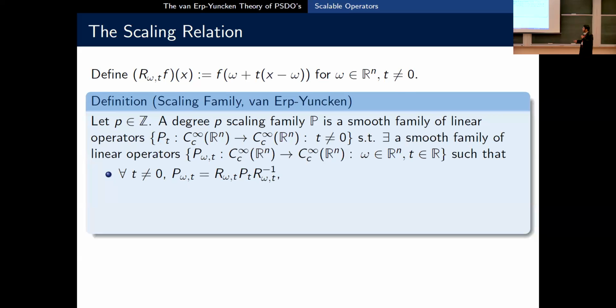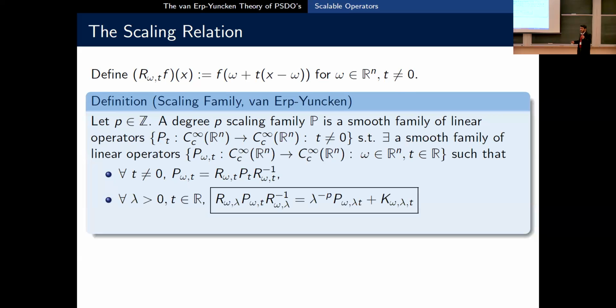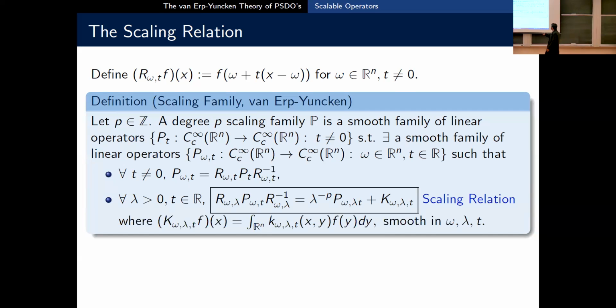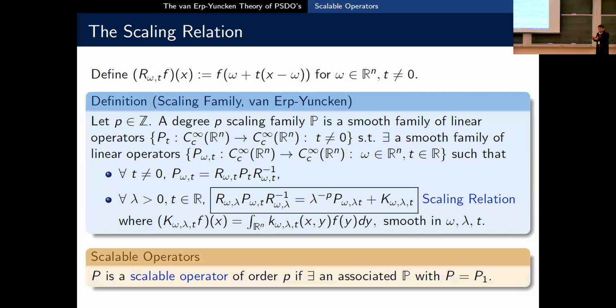But now all of this is tied up by one more thing called the scaling relation, which says that if I have one more action of the positive scalars on my new family here, that recovers the operator on the lambda t-th fiber up to a smooth error term and a constant which is signified by the order, or the degree, of the scaling family. Okay, and my operators at the t equals 1 fiber will be the pseudo-differential operators, and in this talk I'll be calling them scalable operators.